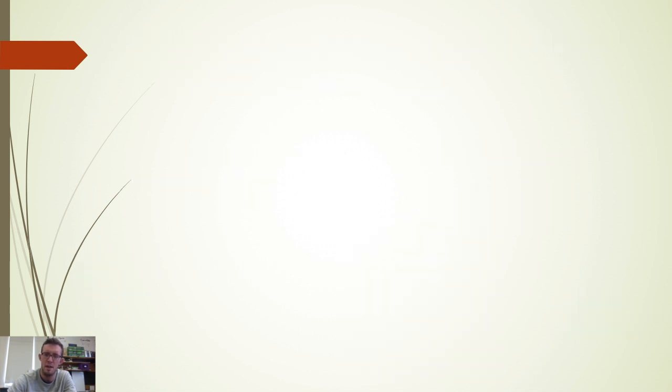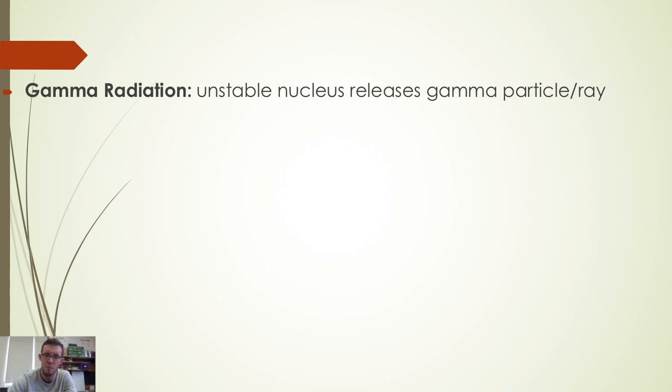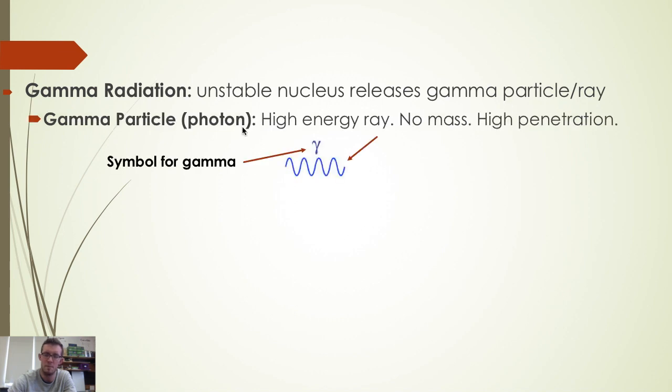And the last type of radiation is called gamma radiation, which occurs when an unstable nucleus releases a gamma ray, or a gamma particle. A gamma particle, often called a photon, is just a very high energy ray, which here is represented by this high frequency wave. But it has no mass to it, and so it has very high penetration power. It's able to sink deeply into objects and living things.